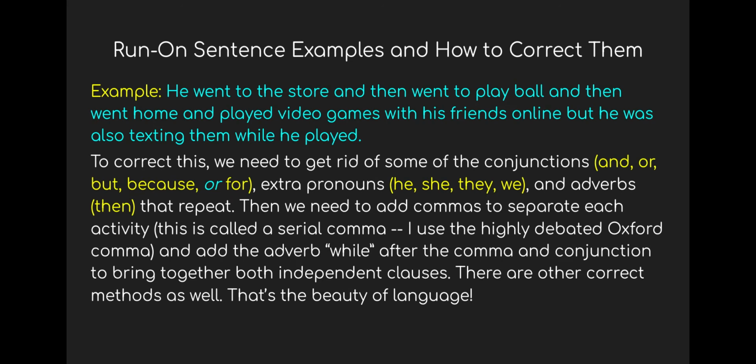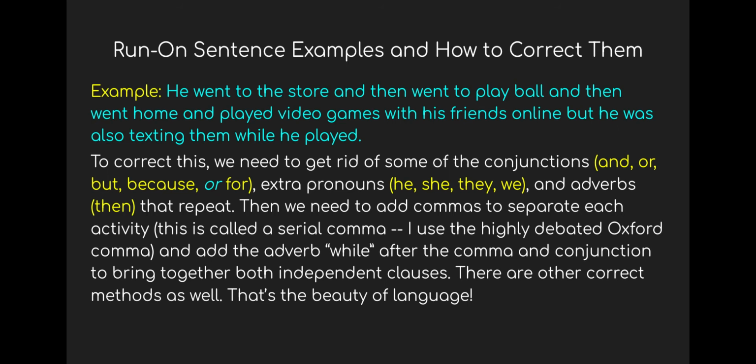To correct this, we need to get rid of some of the conjunctions. Conjunctions would be and, or, but, because, or for. Remember, those are the main conjunctions you see. We need to get rid of some of the extra pronouns. Pronouns are words that replace nouns like he, she, they, we, it, his, her, him, etc. And adverbs. Okay, so then is an adverb, and we see that repeating in this sentence. It's unnecessary to repeat so many times.